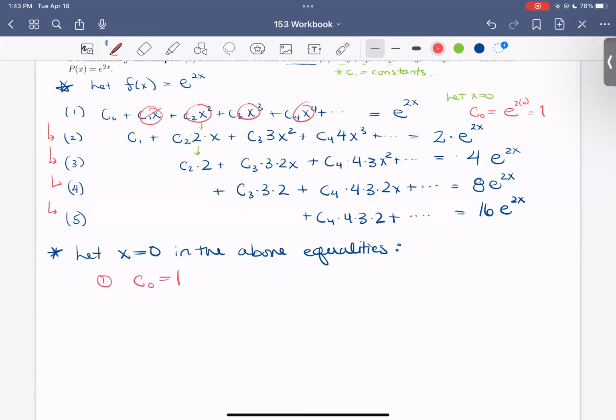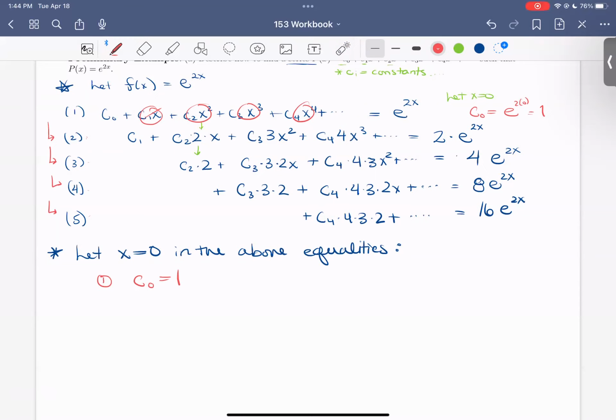So now let's continue doing this for the second, third, fourth, and fifth equations that we have up here. At this point, I encourage you to pause the video and plug in x equals 0 for those remaining equations and then see what coefficients you get. And then we'll compare our work. All right, so when you're ready, let's continue.